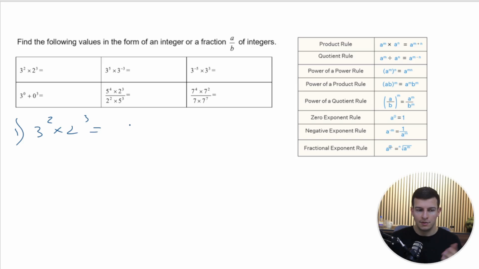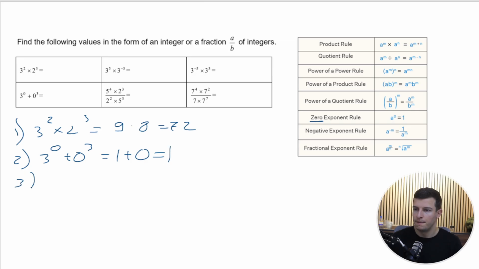It's good to be able to identify them. So first one is 9, second one is 8, that's going to be 72. So that's enough. 2, let's go down. 3 to the power of 0 plus 0 to the power of 3. Now we learned that 0 exponent rule right here, that anything to the power of 0 is 1. So this is going to be 1 plus 0 to the power of anything is 0. So that's going to be 1.